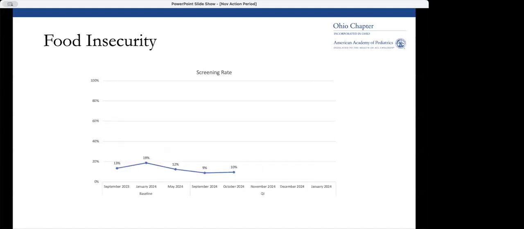Food insecurity. This was pretty low in baseline, and we're still trending below 20%. Hopefully, we can get that number higher. We understand that sometimes it can be difficult. However, again, this is just overall how practices are doing. Hopefully, we can get that number higher as we continue through the QI months. Next slide, please.